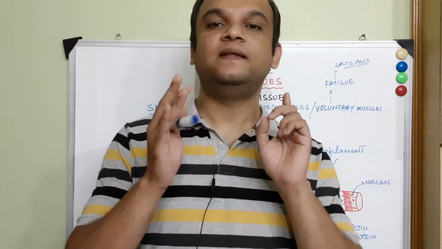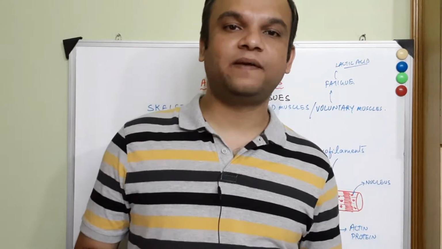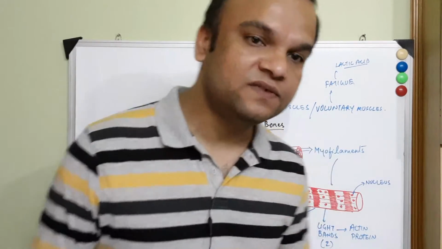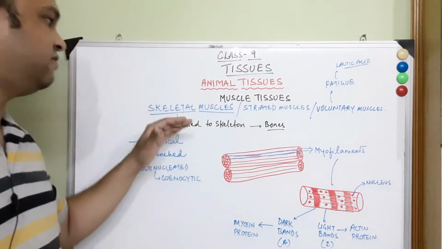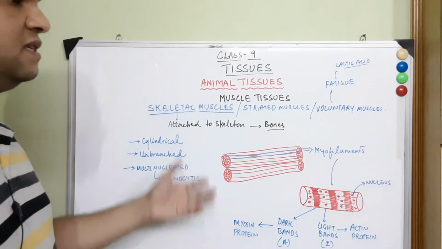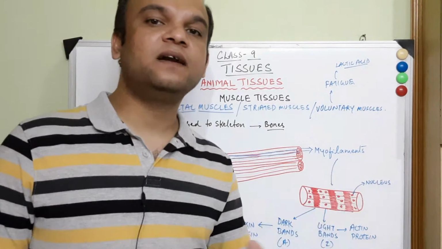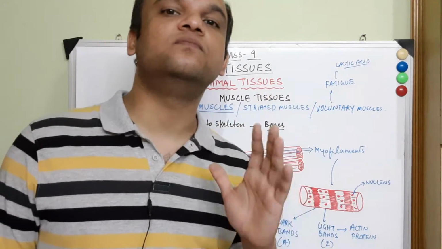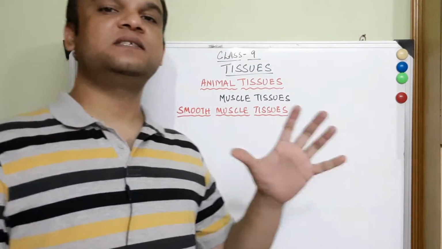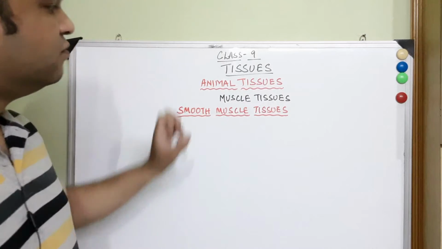This will be the second part of the muscle tissue topic that we were discussing. In our previous video, as you know, we have discussed the striated muscle tissues. We have discussed their structure and function. Now we are going to discuss the second type of muscle tissue, that is the smooth muscle tissue. So students, let us get started with the topic of smooth muscle tissues.